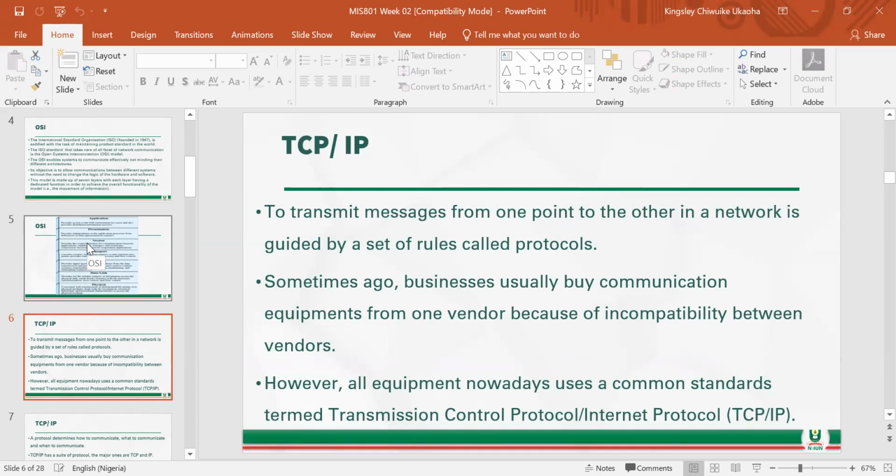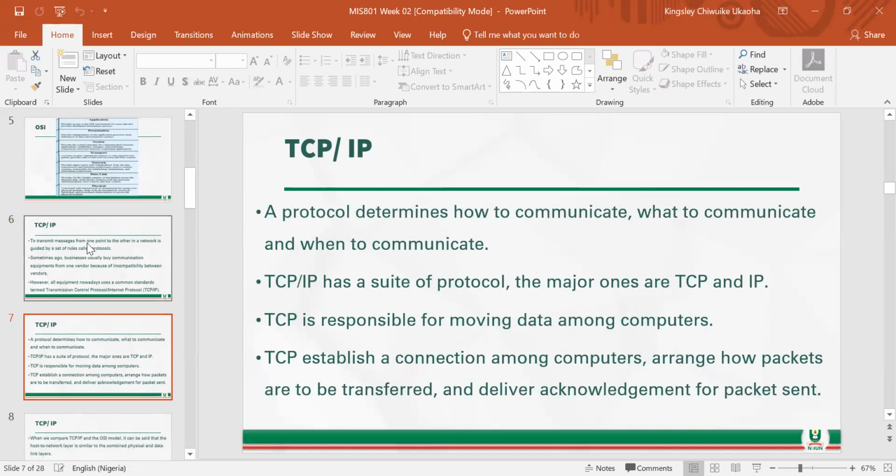TCP stands for Transmission Control Protocol. IP stands for Internet Protocol. And what do we mean by a protocol? A protocol determines how to communicate, what to communicate, and when to communicate. What it means is that it's a set of rules that determine how a network can operate. And these rules determine how to communicate, what do you communicate, and when do you communicate. TCP/IP has a suite of protocols, and the major ones are TCP, Transmission Control Protocol, and IP, Internet Protocol.